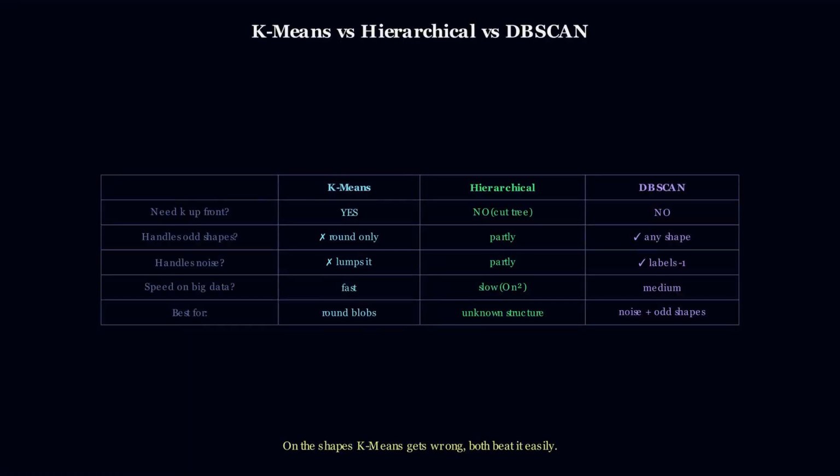So how do you choose between the 3? K-means: fast, simple, works when clusters are round and similar sized. Hierarchical: no K needed up front. Dendrogram shows the full structure. DBSCAN finds clusters of any shape, handles noise explicitly. Hierarchical is slower on big data. DBSCAN needs careful epsilon tuning. But on the shapes k-means gets wrong, both beat it easily.